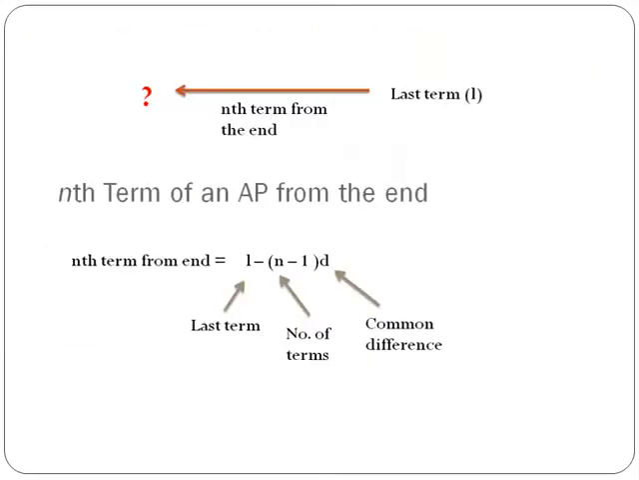Now what if the last term of the AP is given to you and you have to find the nth term from the end? Here is the formula for that. The nth term of an AP from the end is given by L minus (n minus 1) times d, where L is the last term, n is the number of terms, and d is the common difference.